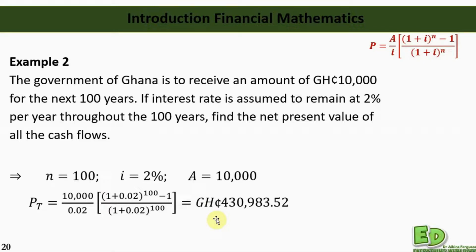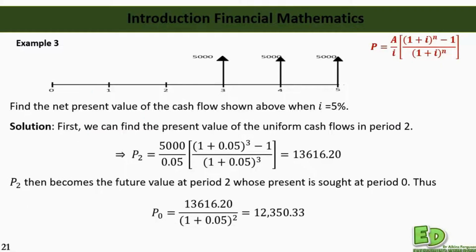430,983.52. So if you are receiving 10,000 Ghana cedis for 100 years at this interest rate, this is how much the money will be worth in today's terms. That's what it's trying to say. So presently, this amount for 100 years is 430,983.58.